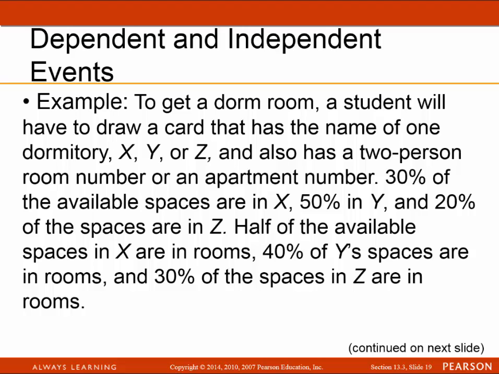The next thing is dorm rooms. To get a dorm room, a student will have to draw a card that has the name of one dormitory, X, Y, or Z, and also has a two-person room number or an apartment number. 30% of the available space is in X, 50% in Y, and 20% in Z. 50% of the spaces in X are rooms, 40% of the spaces in Y are rooms, and 30% in Z are rooms.